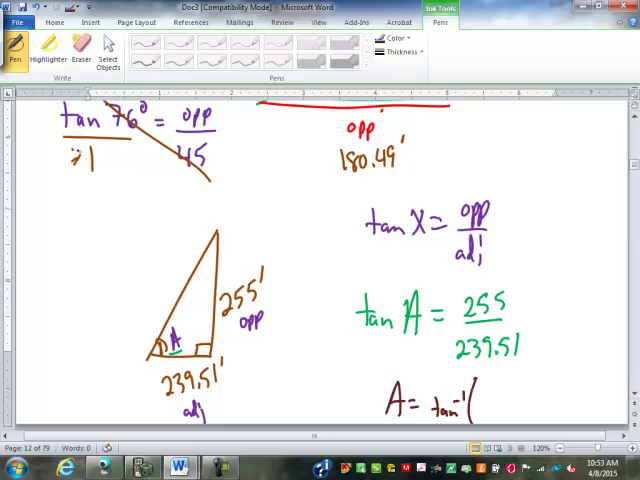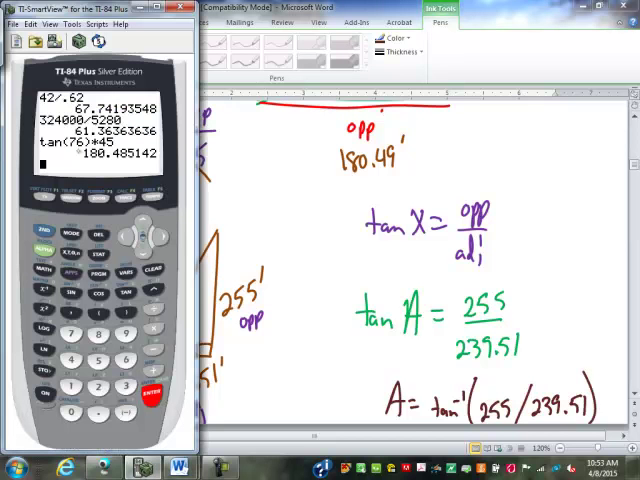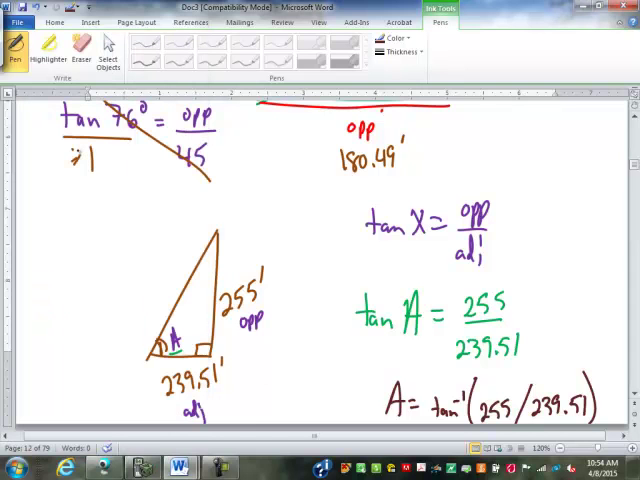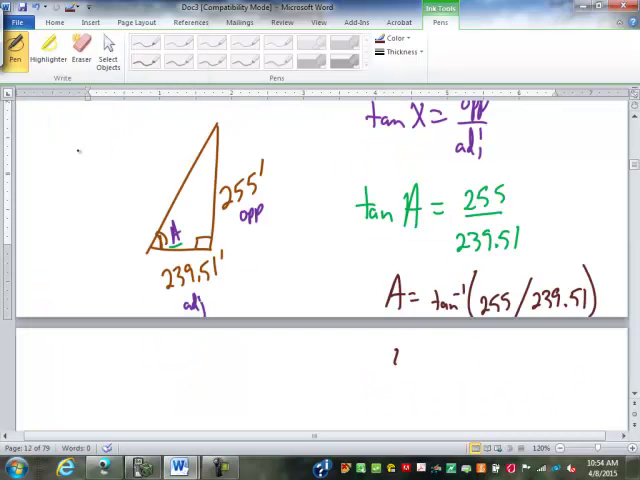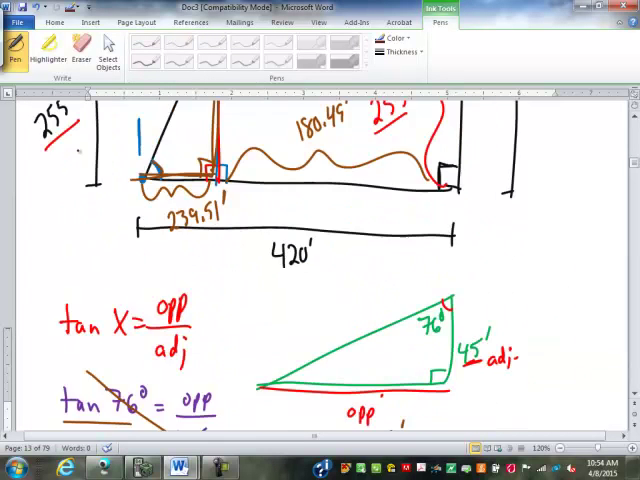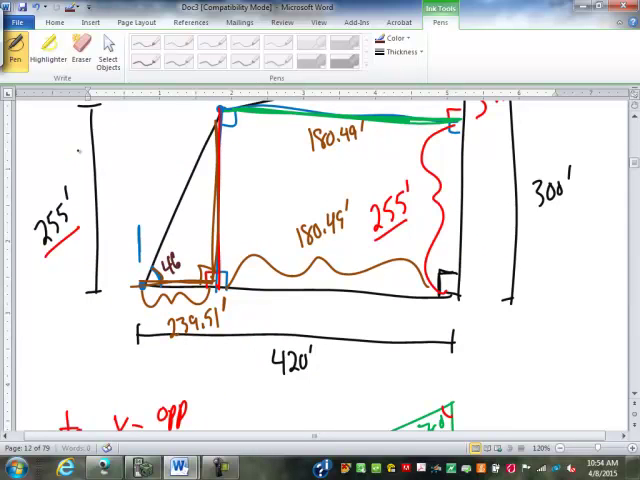We do an inverse tangent. So inverse tangent of 255 divided by 239.51. So second tangent, 255 divided by 239.51. 46.79 degrees. That is the angle we were looking for right here. So we're all done. See how easy that was?